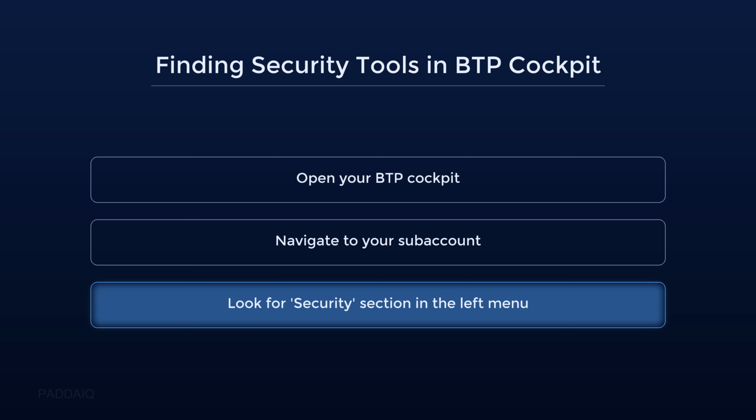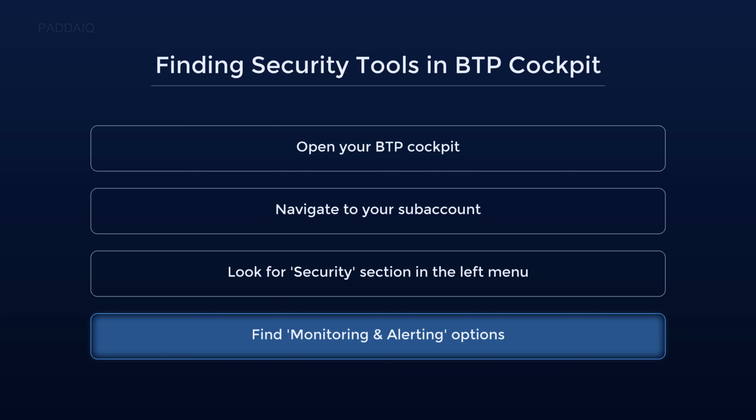Look for Security section in the left menu. This is where all security tools are grouped together for easy access. For example, if you need to manage user authorizations, you would navigate here to find the appropriate service. Remember, this centralized location simplifies managing your security settings.